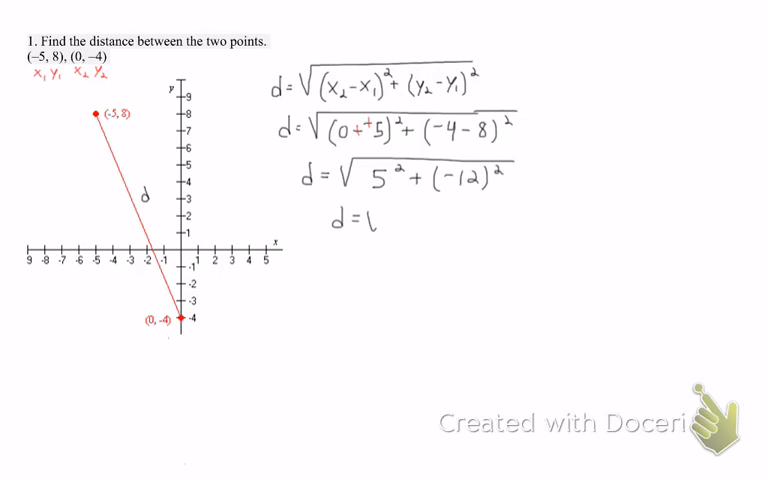After I square the numbers, I get 25 plus 144. When we do basic addition, we get that d is equal to the square root of 169. And since 169 is a perfect square, it's a nice number, it comes out as 13. So our distance between the 2 points is 13.